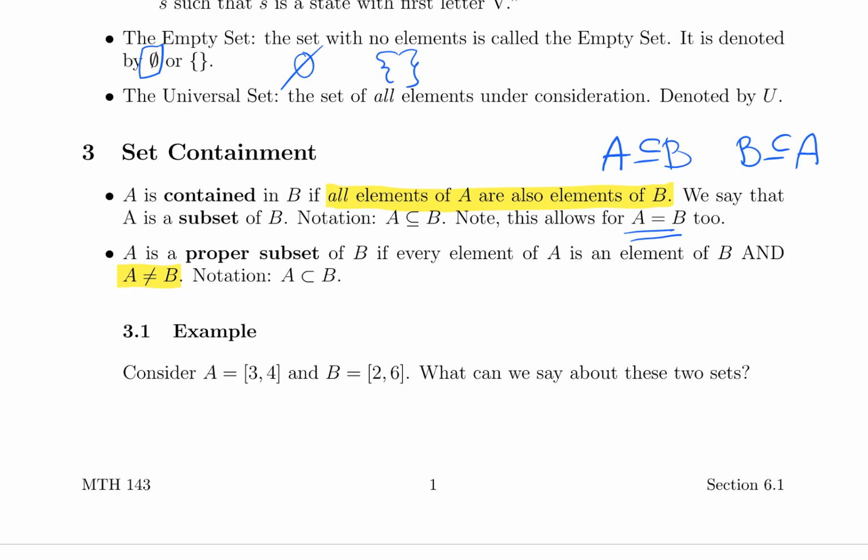So let's look at a couple intervals and see what we can say as far as their set containment. So set A is the interval from 3 to 4. So I'm just going to draw the number line here. And let's see, it looks like we're going to need to go from 2 to 6 overall. So I'll start down here at 1, 2, 3, 4, 5, 6.